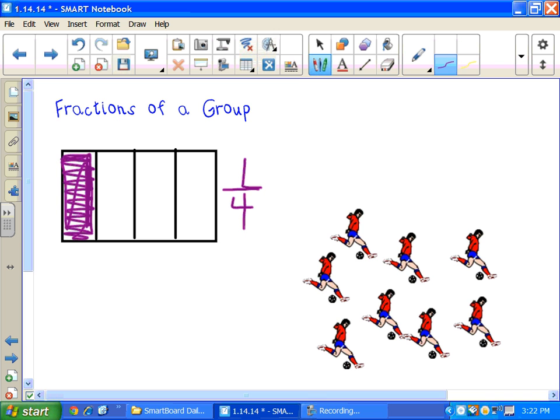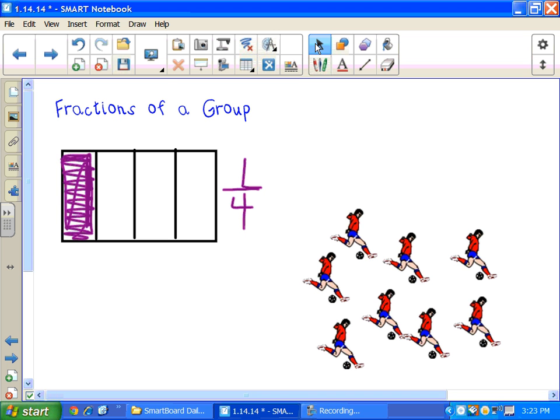So now, taking what we know, let's talk about when we don't have just an area, but let's say a group of things, like you see these soccer players on the board. So if I wanted to find 1/4 of the soccer players up here, I'm still going to go through that same process. Yes, we don't have an area, but I'm still looking at my denominator and numerator to guide me along the way. So, in this case, I need to make 4 equal groups with the players, because this is my whole team.